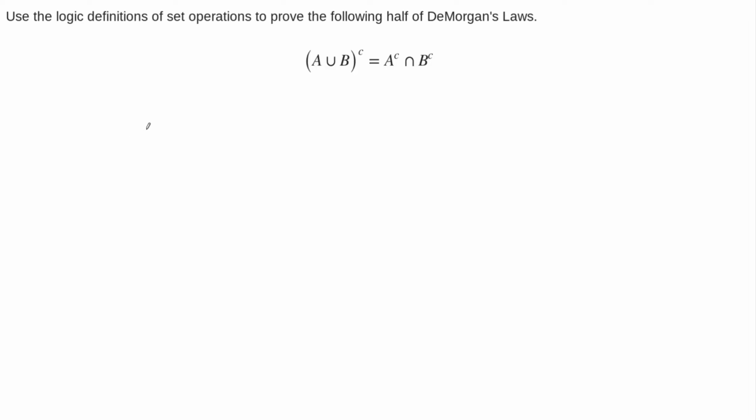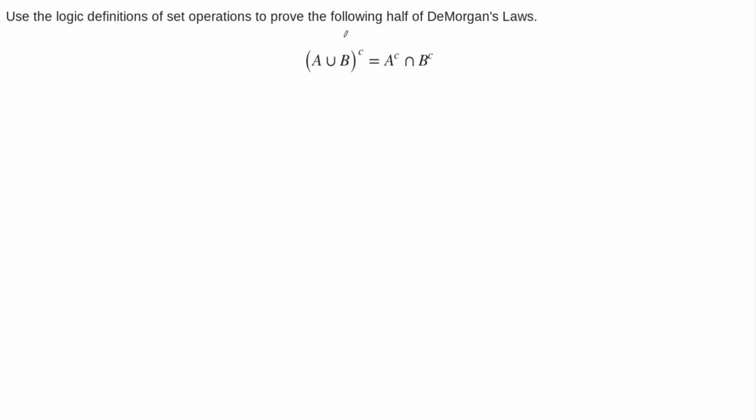In this example, we're asked to use the logic definitions of the set operations to prove this half of DeMorgan's law for sets. This one says that the complement of A union B is equal to the intersection of A complement with B complement. We showed in the last video how to construct the other half of DeMorgan's law and justify that it was true using a Venn diagram. Now we're going to do this using the logical definitions of these things.